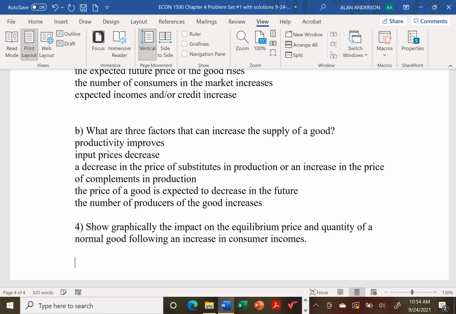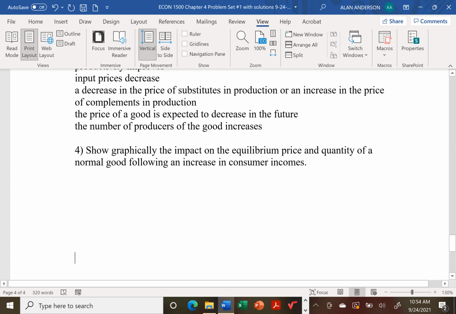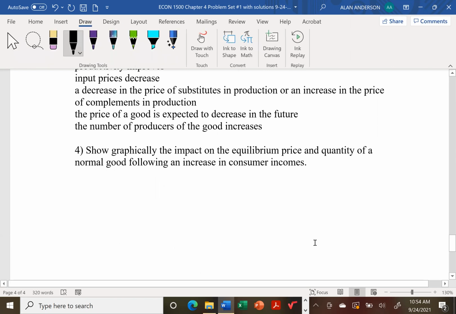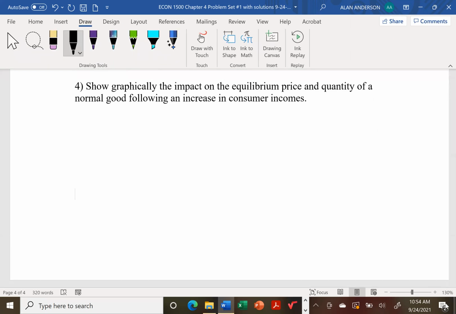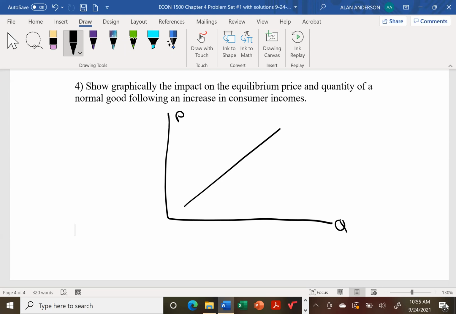All right, now this last one specifically asks for a graph. So what you're being asked to do is show what happens as a result of an increase in consumer incomes to a normal good. Basically, it wants you to show that the demand for the product increases because it's a normal good.